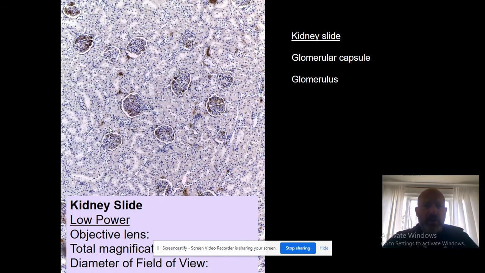All right. So this is a microscopic image. This is what you would see if we were looking at this using our microscopes in class. This is a low power view. So you can see the objective lens would be 10x, and the total magnification, when we include the eyepiece at 10x, gives us a field diameter of 1,800 micrometers. So what are we looking at?